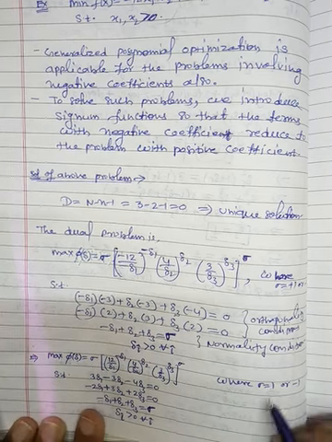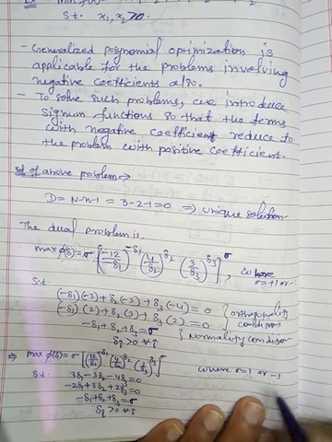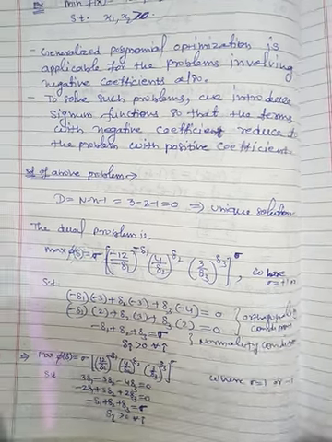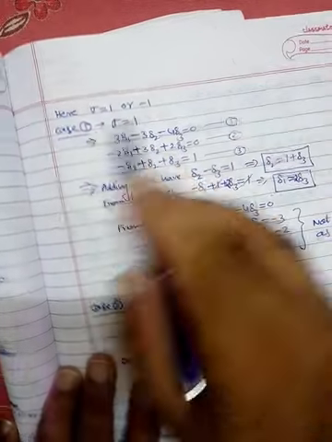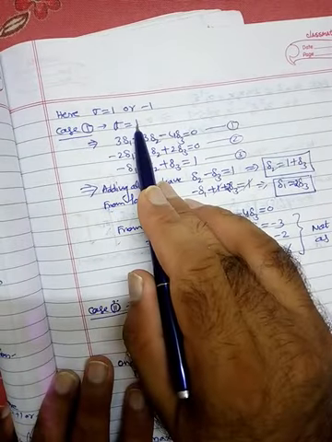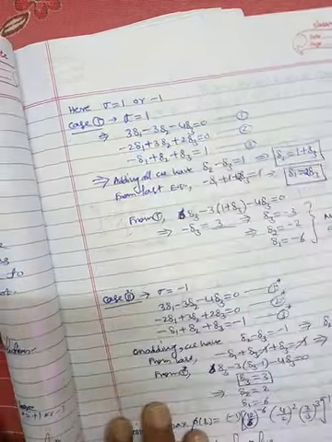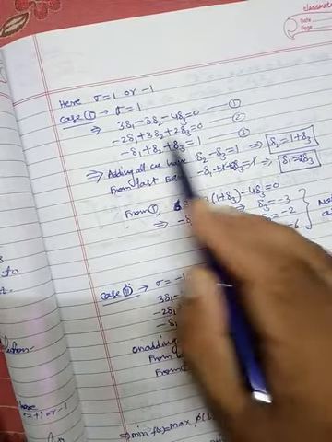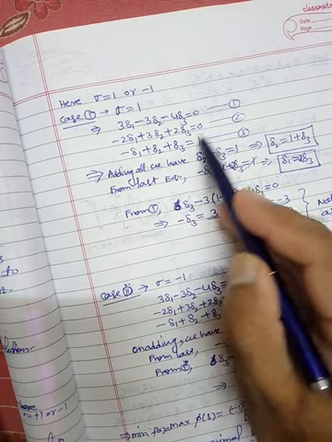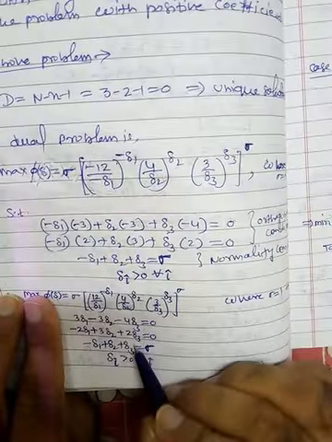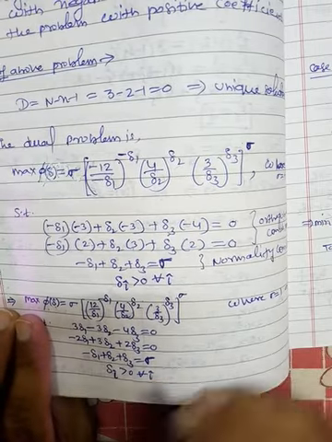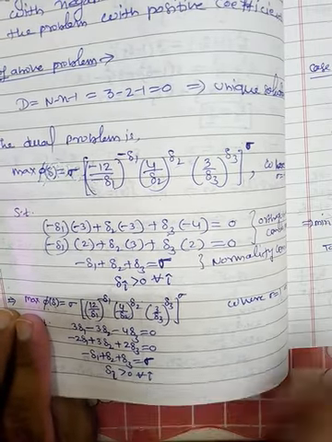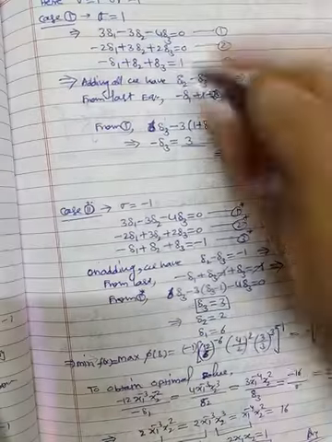Since sigma is either 1 or minus 1, we will consider both cases. Let's see. Case 1, when sigma is 1. We are taking these two as the orthogonality conditions and this one as the normality condition. Here sigma is replaced by 1. First we are solving this. So we replaced sigma with 1, and we will get this equation.